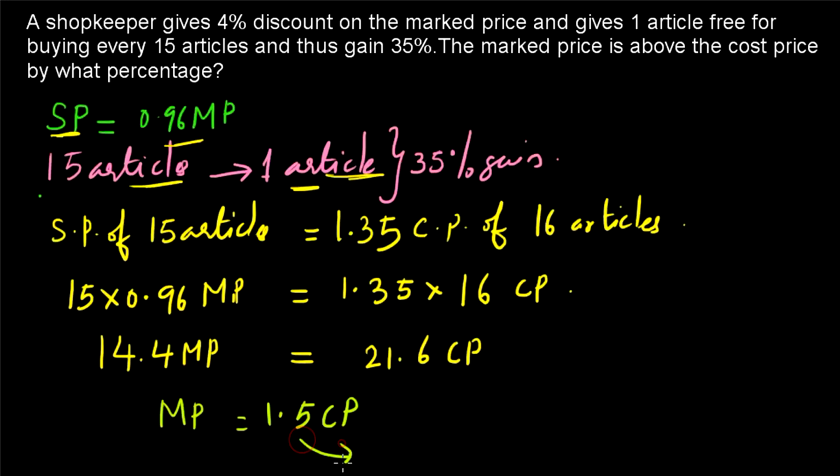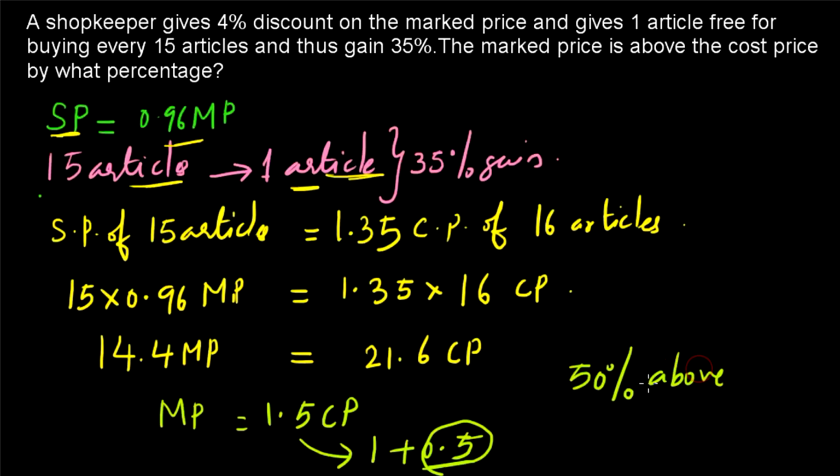That's the given question. So 1.5 we can write as 1 plus 0.5. Then what is the meaning? 0.5 means 0.5 into 100, 50%. So the marked price is above the cost price by 50%. So that is our final answer.